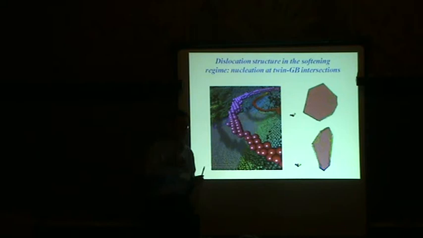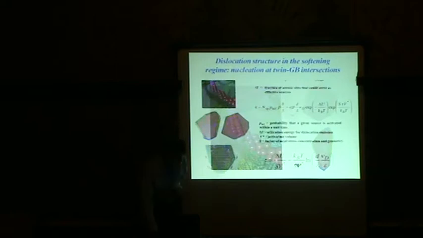Only one type of dislocation nucleates. These dislocations are parallel to the twin boundary. They're called Shockley partials, or twin partials, twinning partials. All other dislocations have disappeared, because the twin boundary is so densely packed that it hinders any other dislocation from existing, except this one type of dislocation. Okay, twinning partials are the only dislocations remaining in the system.